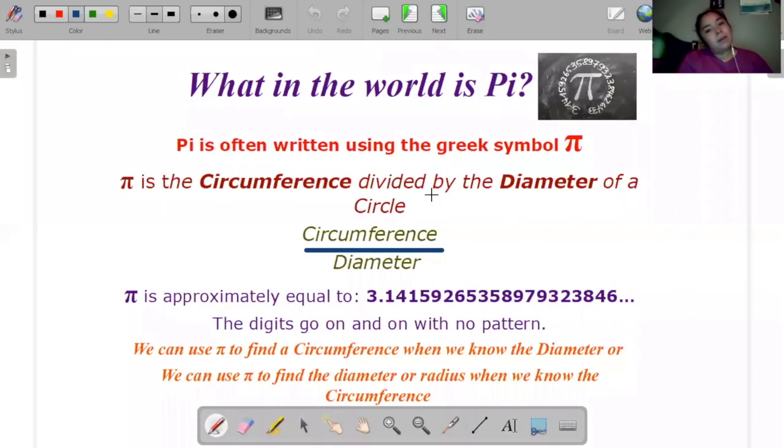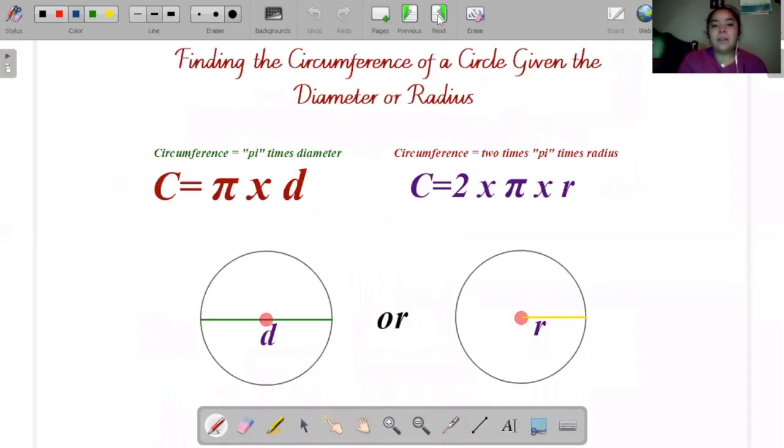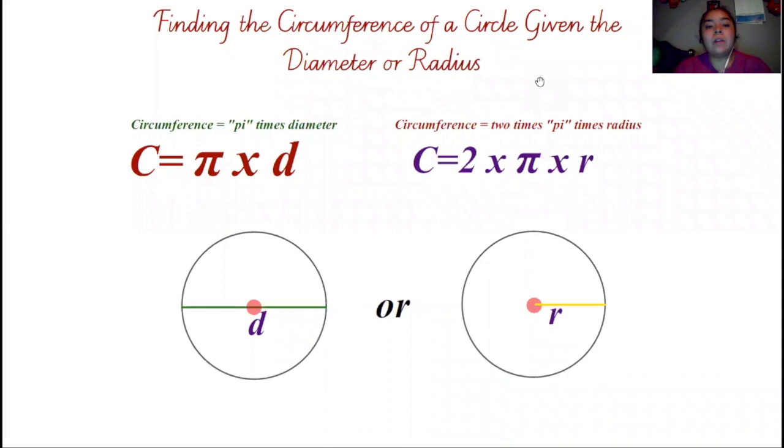Okay, so now that we know the value of pi, which is 3.14, we're going to look at two different equations that can help us find the circumference of a circle. First we have circumference is equal to pi times diameter, or C equals pi times d. And we also have circumference equal to 2 times pi times radius, or C equals 2 times pi times r. We can use either of these two formulas to find the circumference of a circle. So now let's put them into action with some examples.